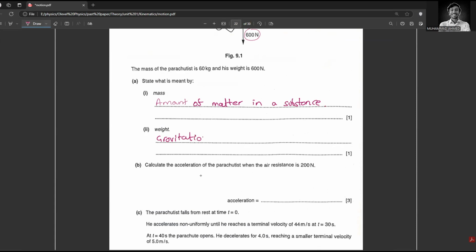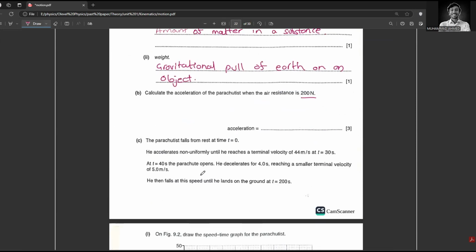Gravitational pull of Earth on an object. Okay. Calculate the acceleration of the parachute when the air resistance is 200 Newton.